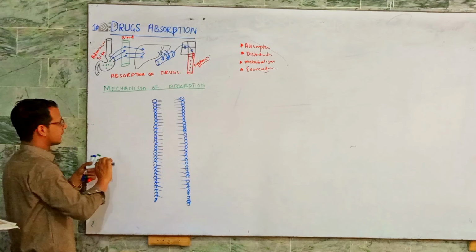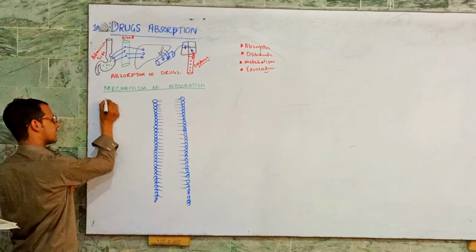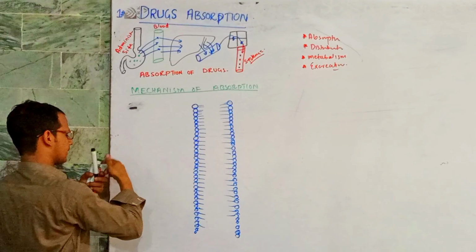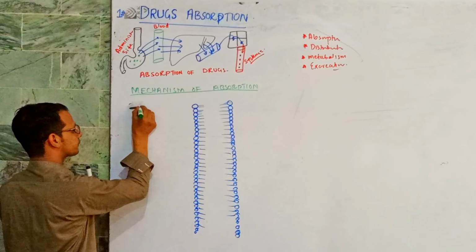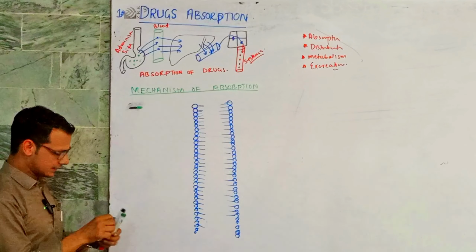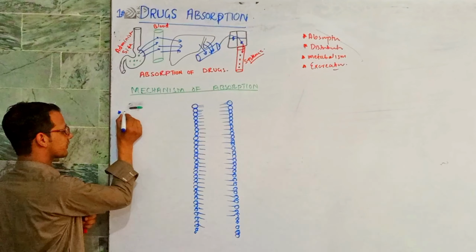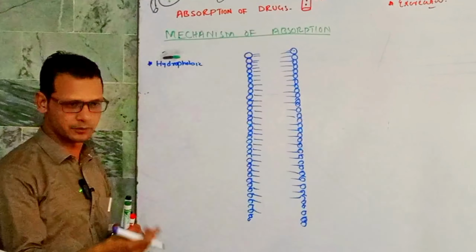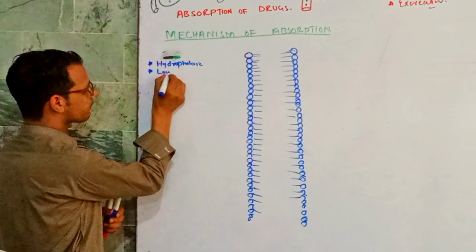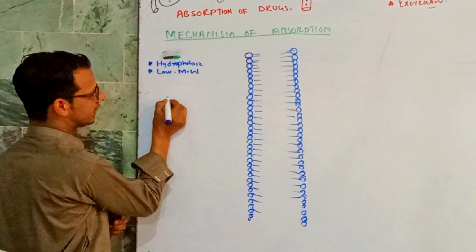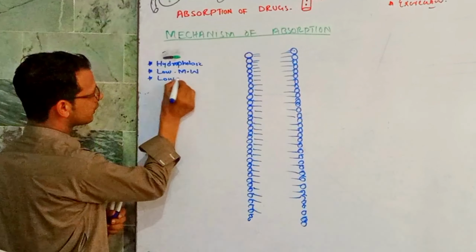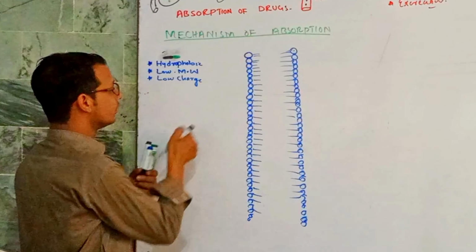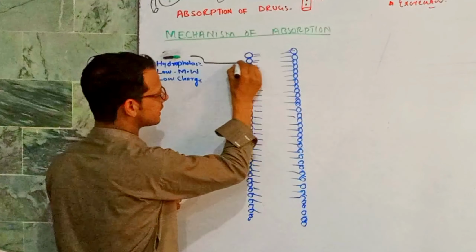But for example, I have a drug here, and the characteristics of this drug are, first, it is hydrophobic, meaning it is more lipophilic. Second, it has low molecular weight, and it has low charge, right? This drug will follow passive transport, and it will cross this membrane.